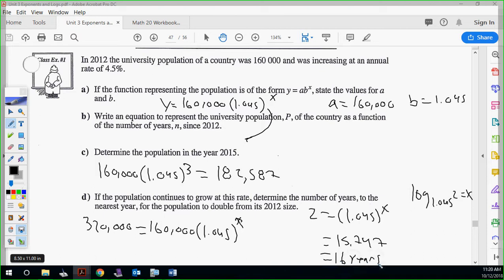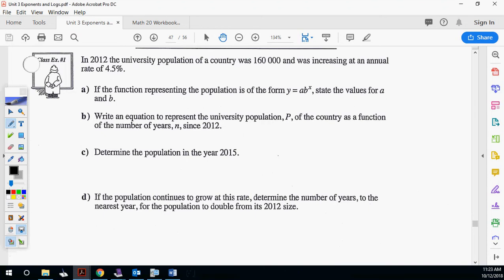So what if it's like 15.2? Still going to round up. Because if you say 15, it's not doubled there yet. Yep, good question. All right, let's keep on going here. Any questions? I think this stuff you kind of know.